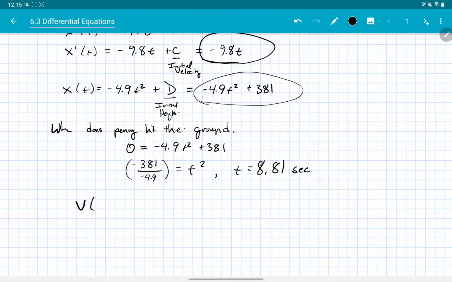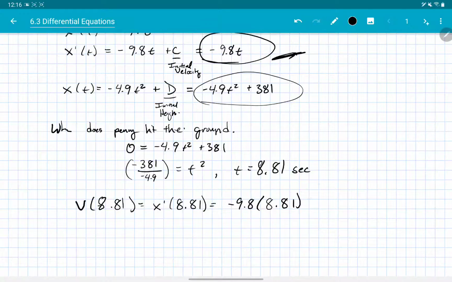So the velocity at 8.81 seconds is going to be the derivative of the position at 8.81 seconds. So this is negative 9.8 times 8.81. I'm using this equation up here. And this is about negative 86.4 meters per second. It's negative because the penny is falling. Okay, so it's moving at negative 86.4 meters per second when it hits the ground.